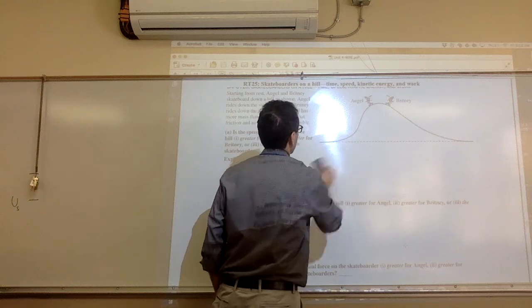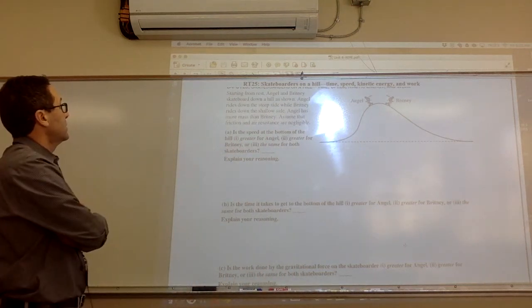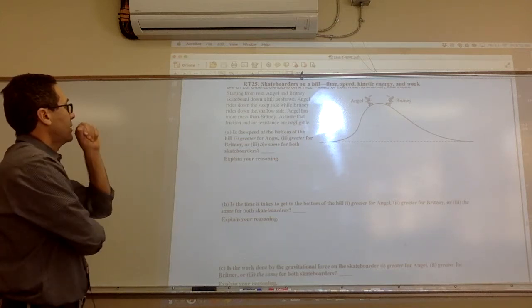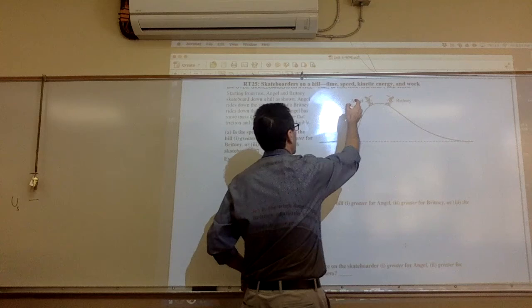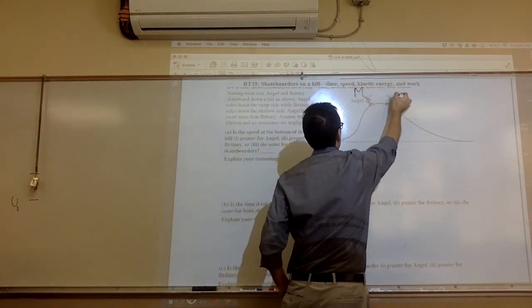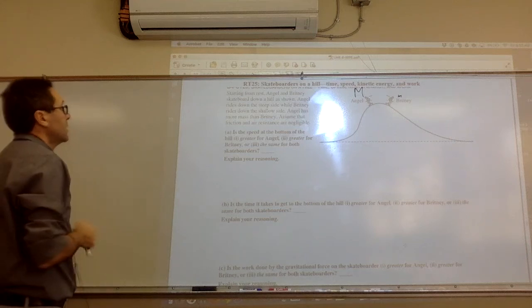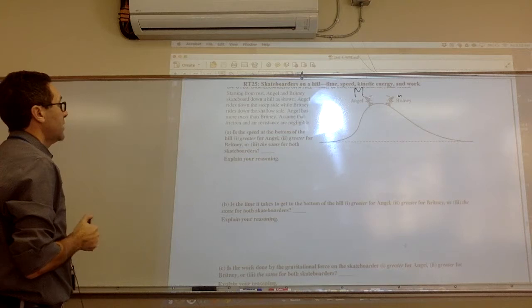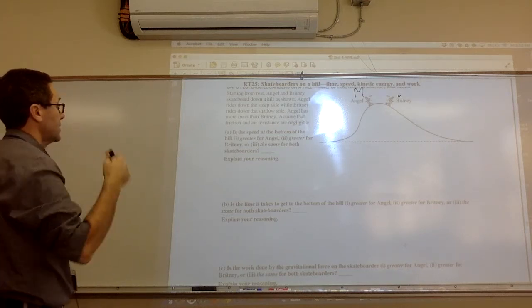Now RT25. Starting from rest, Angel and Brittany skateboard down a hill as shown. Angel rides down the steep side while Brittany rides down the shallow side. Angel has more mass, so I'm just going to write that as an uppercase M, and a lowercase m for Brittany, to remind myself. Assume friction and air resistance are negligible. Is the speed at the bottom of the hill greater for Angel, greater for Brittany, or the same?